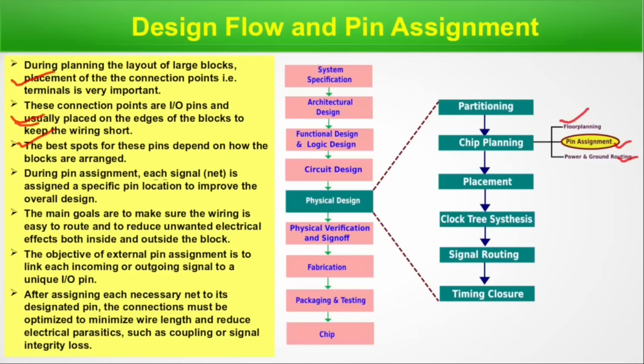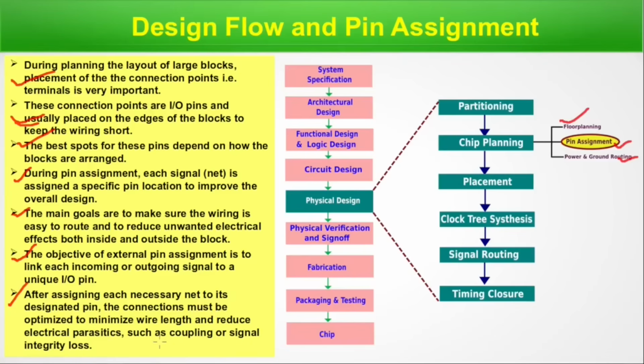Now, during pin assignment, each signal or net is assigned a specific pin location to improve the overall design. This methodology is followed. The main goals are to make sure the wiring is easy to route and to reduce unwanted electrical effects both inside and outside the block. Next, the objective of external pin assignment is to link each incoming or outgoing signal to a unique I/O pin. After assigning each necessary net to its designated pin, the connections must be optimized to minimize wire length and reduce electrical parasitics such as coupling or signal integrity loss.